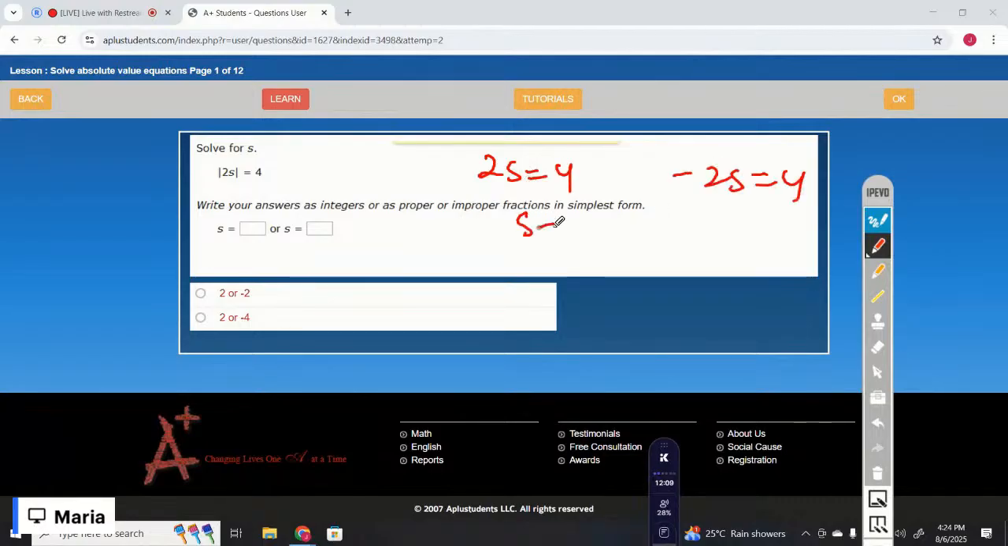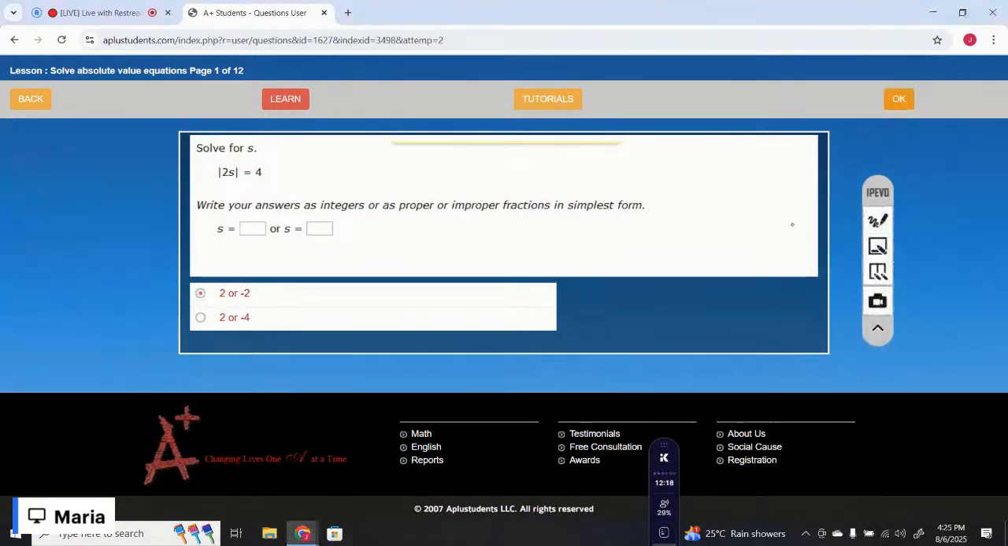So s equals 2 and s equals negative 2. So option number 1 is the correct option, negative 2 and 2.